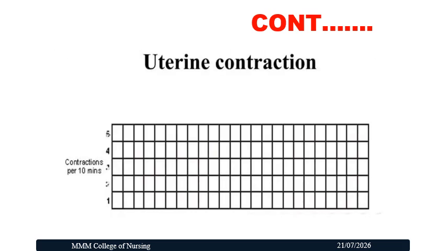This is a component which comes under the partograph. You can see five square boxes inside each line. Usually, in 10 to 15 minutes, the mother will have around 2 to 5 contractions. Based on each contraction type, you are supposed to shade it inside the square box.